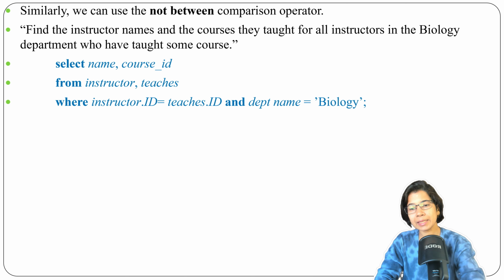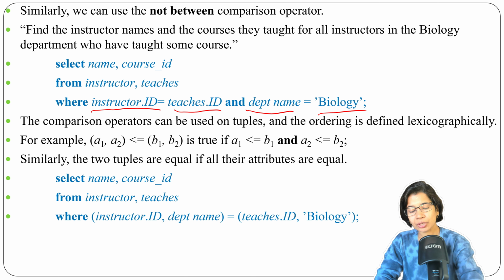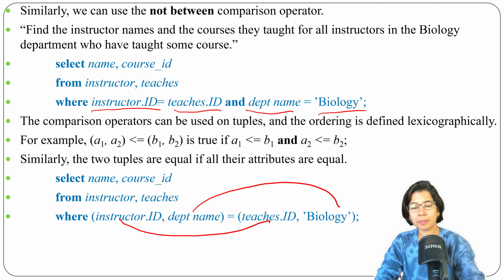Here we equate each attribute, right? Instructor ID should be teaches ID, department name should be biology. The same thing we can write as where (instructor ID, department name) equals (teaches ID, biology). This instructor ID will match with teaches ID and department name will match with biology. So here we compare multiple attributes inside the where condition.